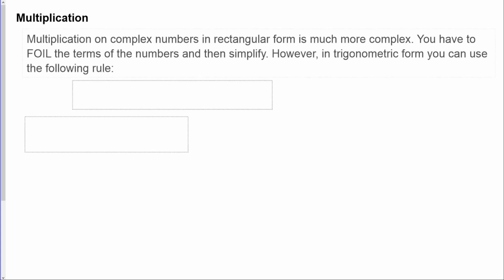Multiplication. Multiplication on complex numbers in rectangular form is much more complex. You have to FOIL the terms of the numbers and then simplify. However, in trigonometric form, you can use the following rule.